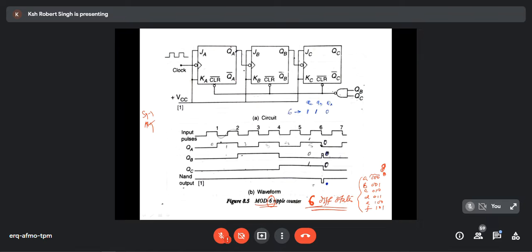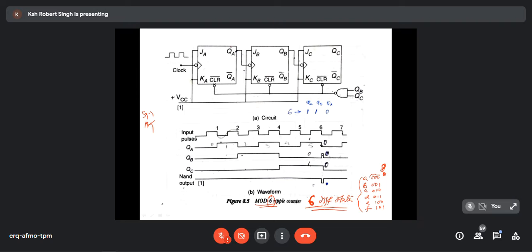Mod 3 ripple counter. Here it is Mod 6. I can ask you Mod 3, Mod 4, Mod 7, Mod 8, Mod 10, Mod 16, Mod 12, Mod 13, anything I can ask. How many flip-flops will be required? That is your decision. Now, you just see, this is just the counter which we have.